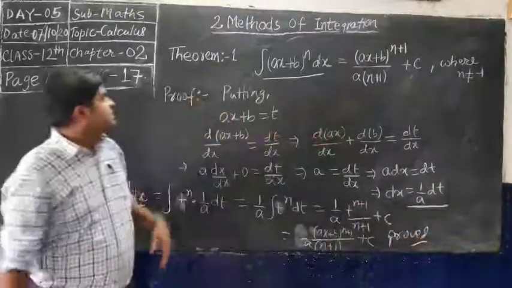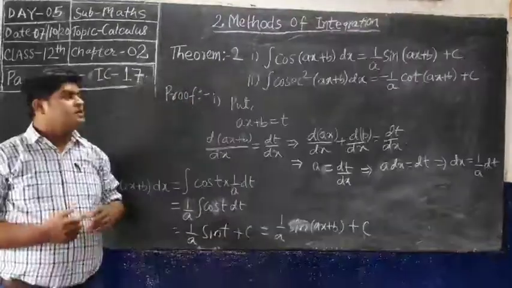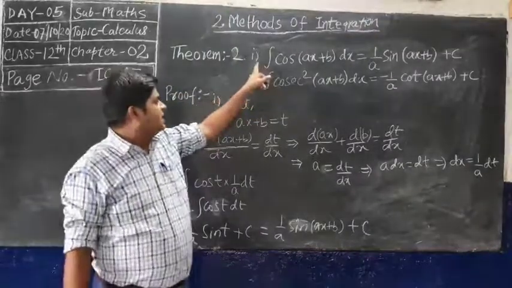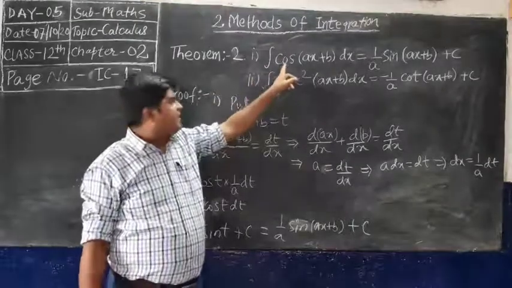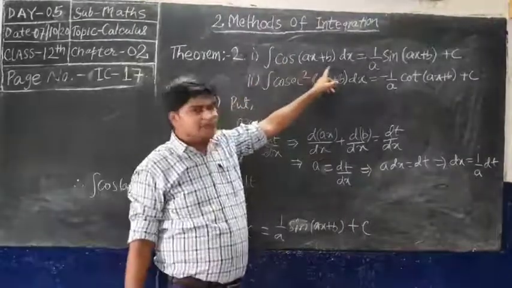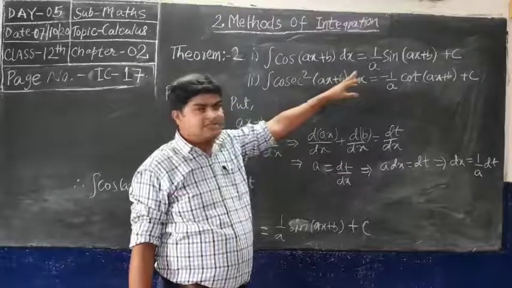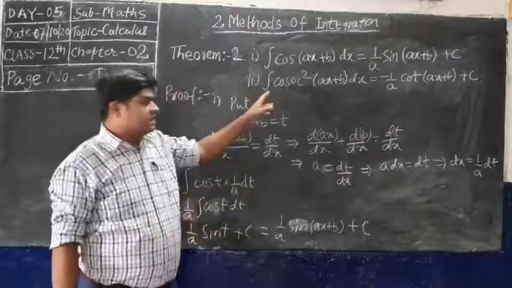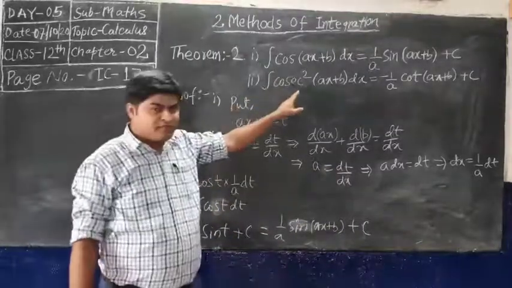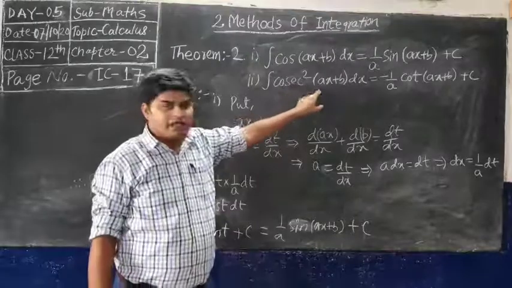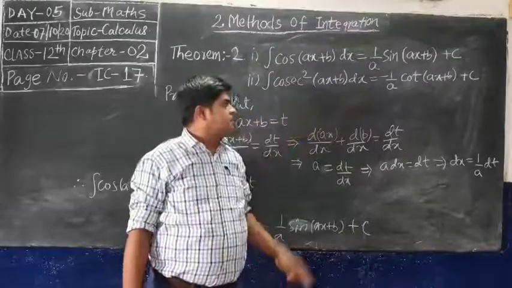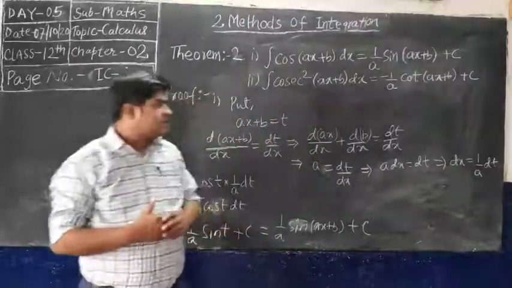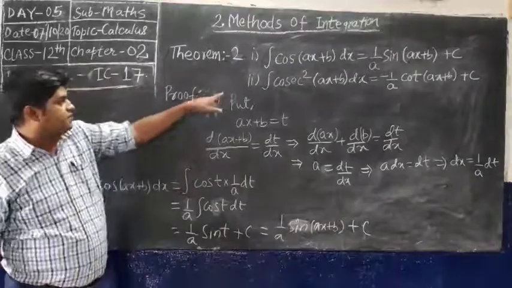Now students, let us see theorem number 2. There are two parts in this theorem, part A and part B. Part A: you have to find the integration of cos(ax + b) dx, which is equal to 1/a sin(ax + b) plus a constant term. Part B: the integration of cosec square (ax + b) dx is equal to minus 1/a cot(ax + b) plus c. First of all, let us see the proof of part A.